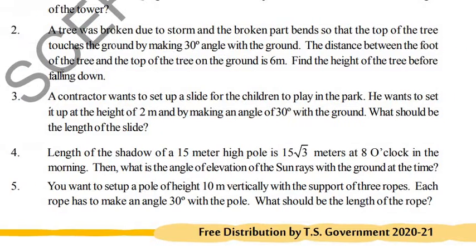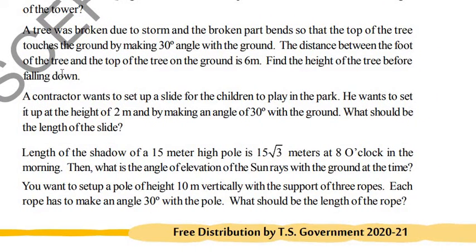So the question says that the tree was broken due to the storm and the broken part bends so that the top of the tree touches the ground. It has broken from here. Then what happens? This part bends here, na? Like this, and it will touch our ground. Clear? Now this part is there. Straight is there. Now this has broken.